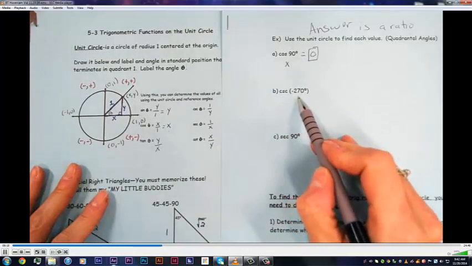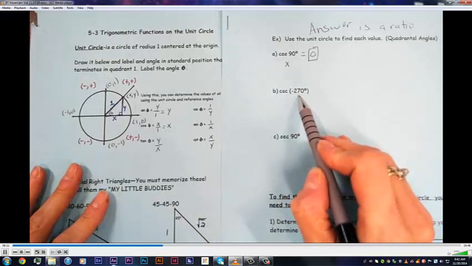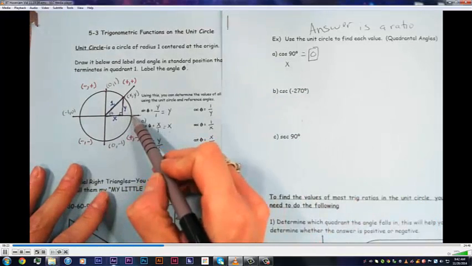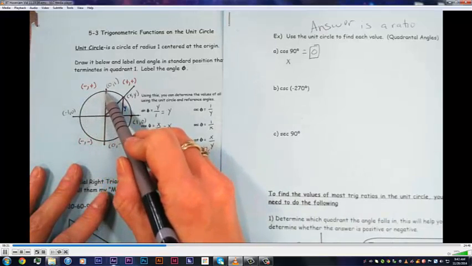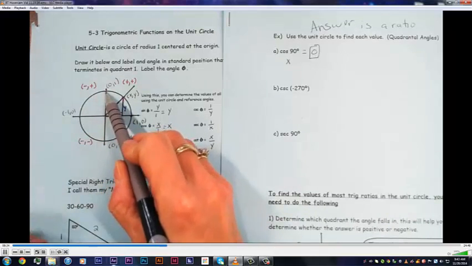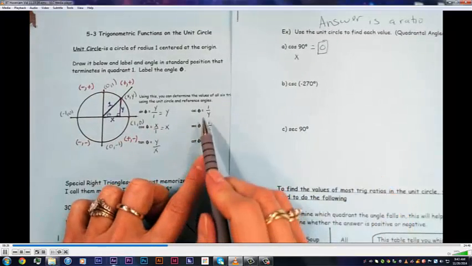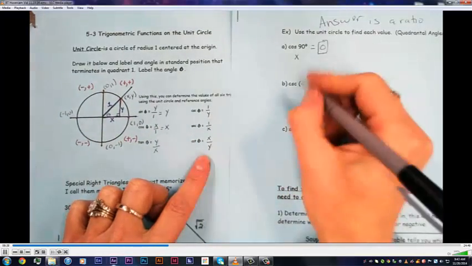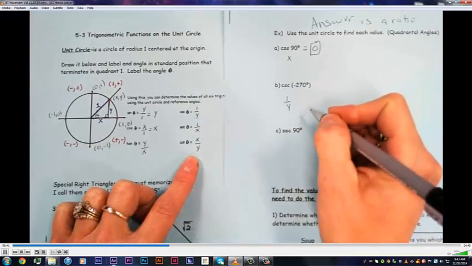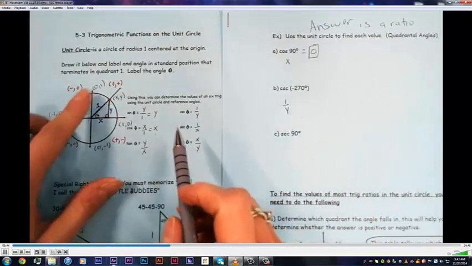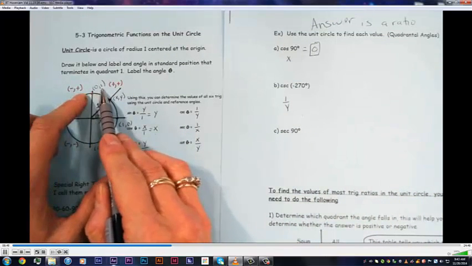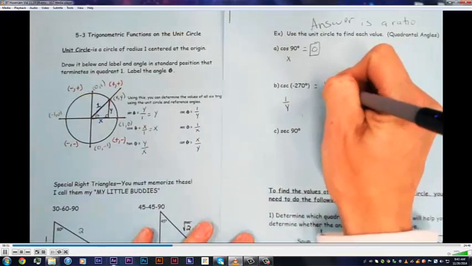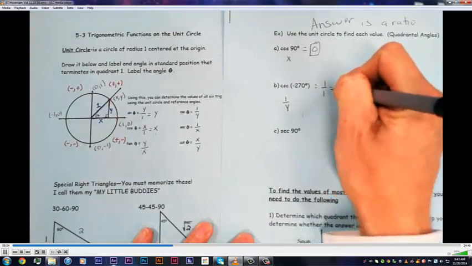Okay, cosecant of negative 270 degrees. Here's our quadrantal angle, negative 270. Starting at our initial side, 0, going backwards, because it's negative, clockwise, right there is negative 270 degrees. Cosecant, according to these ratios, is 1 divided by y. So I'm going to write that down. Cosecant is the ratio of 1 divided by y. At this location, the y value is 1. The ordered pair right here is 1. So this would be equal to 1 over 1, which equals 1.